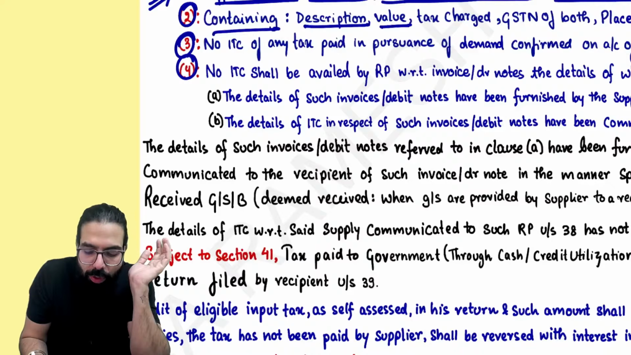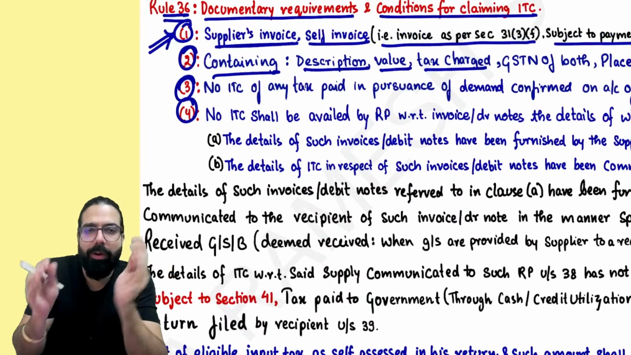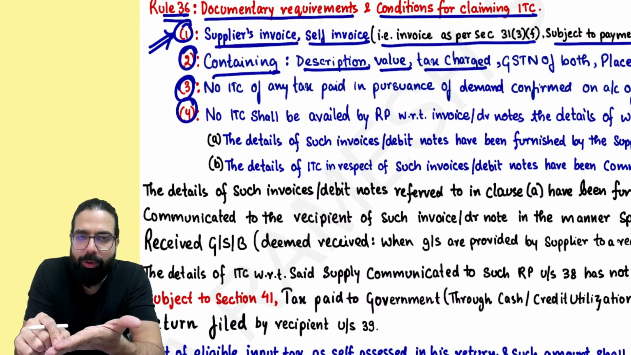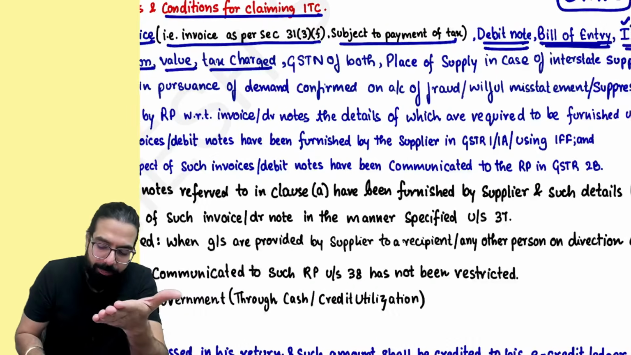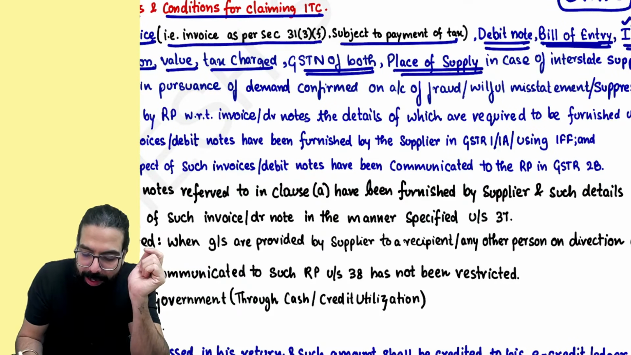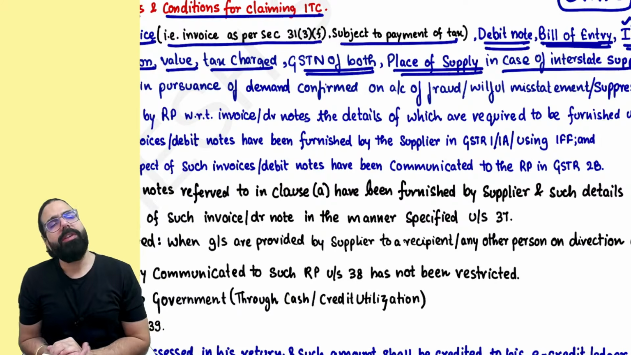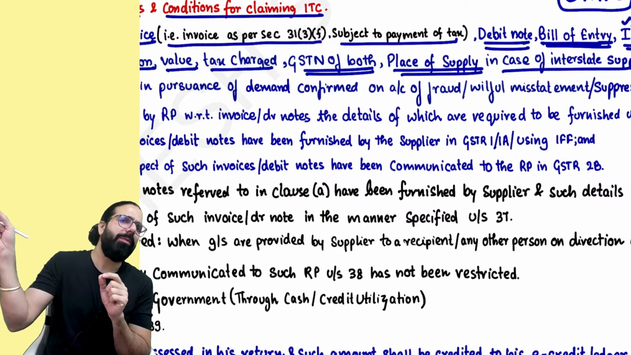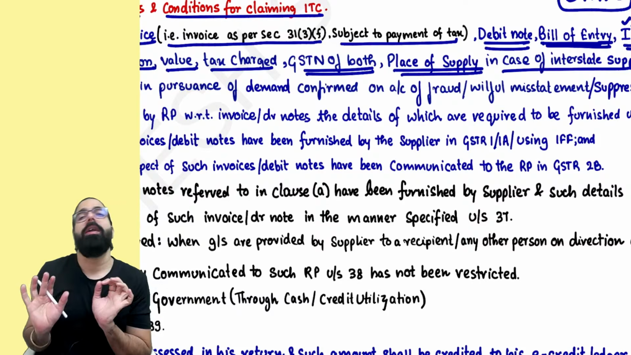Description, value, tax. If in the invoice, description of the goods is written, value of the goods is written, tax is written, GST number of supplier and recipient both is written, and place of supply in case of interstate. In case of interstate, place of supply means if supplier has supplied to me, I am in Karnataka, he should have written the place where it is supplied is Karnataka.